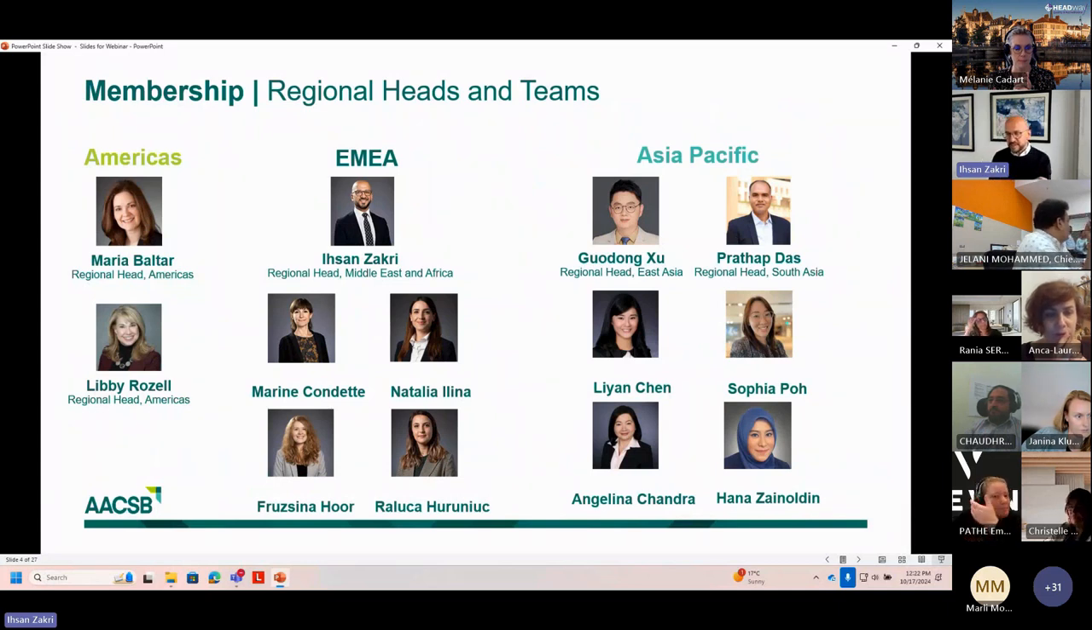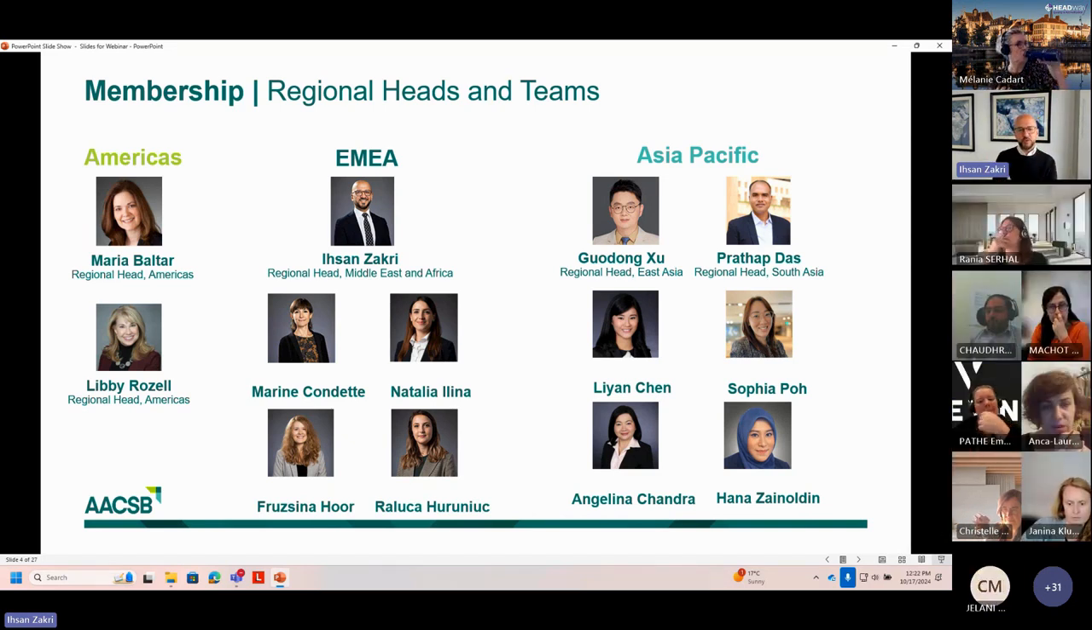Just quickly, these are the teams that work with institutions either in membership or accreditation. Historically, we had an overlap. For example, my position, I worked within accreditation and membership. So I had schools in my portfolio until the 1st of September, where we changed that. But I'm sure most of you probably work with 2 of my colleagues that you can see on the screen here, and they are Marine Condet and Natalia Elena.